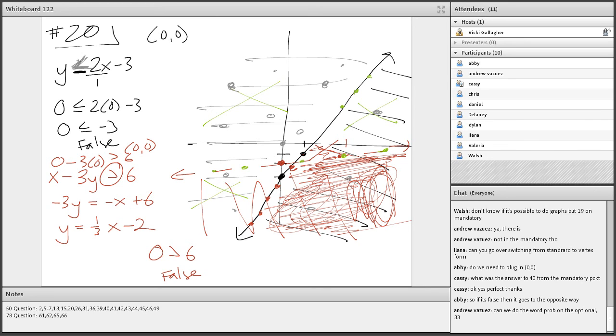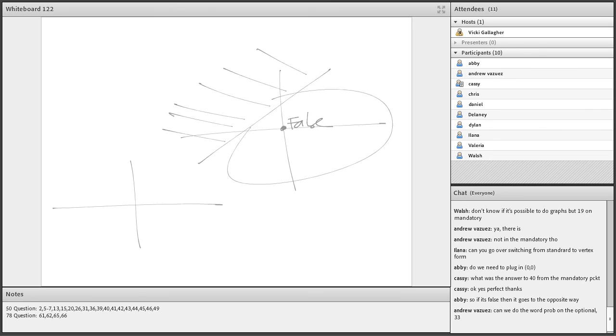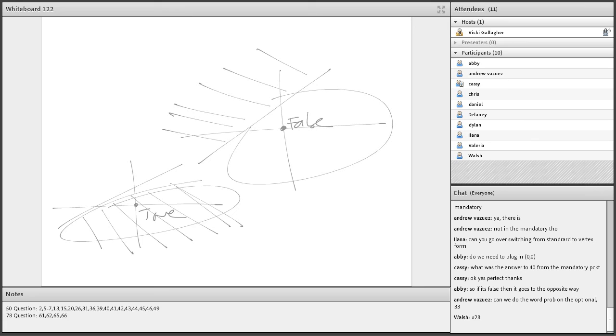Yeah, if it's false, you want to color where the dot does not exist. So if it's like this and you tested here and you said that's false, that means everything on this side is false, and so you would color this side. If you test this dot and it's true, that means that everything on this side works, and so you would color this side. So you want to shade on top of the test point when it's true, and you want to shade away from the test point when it's false.